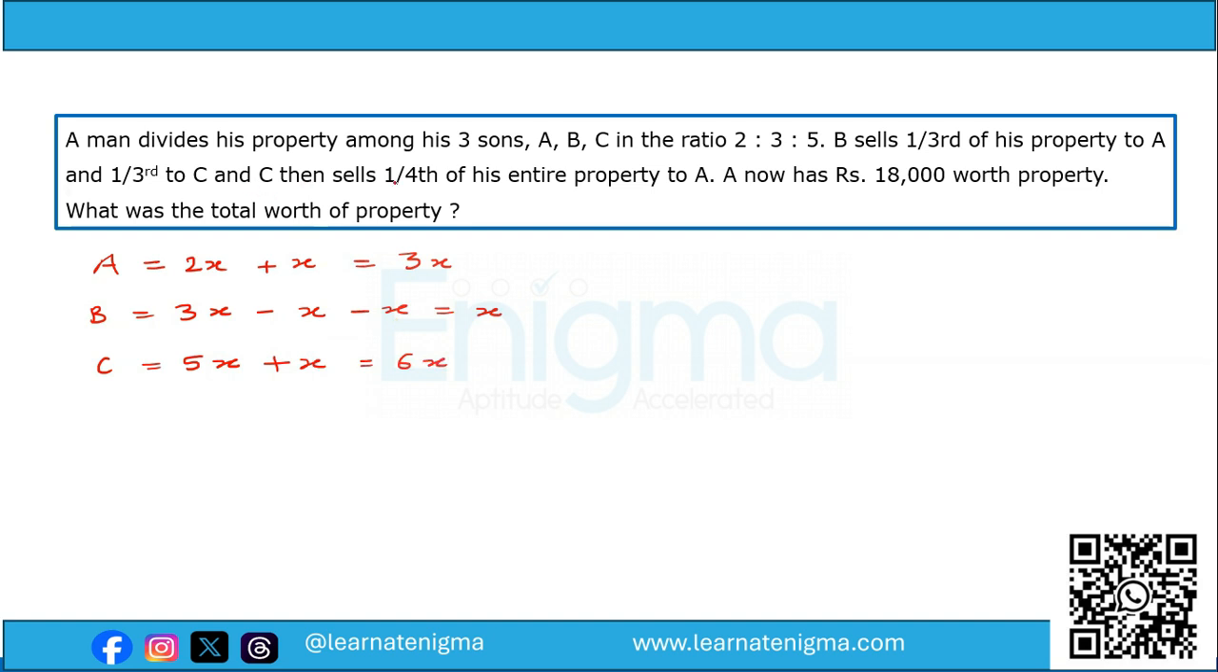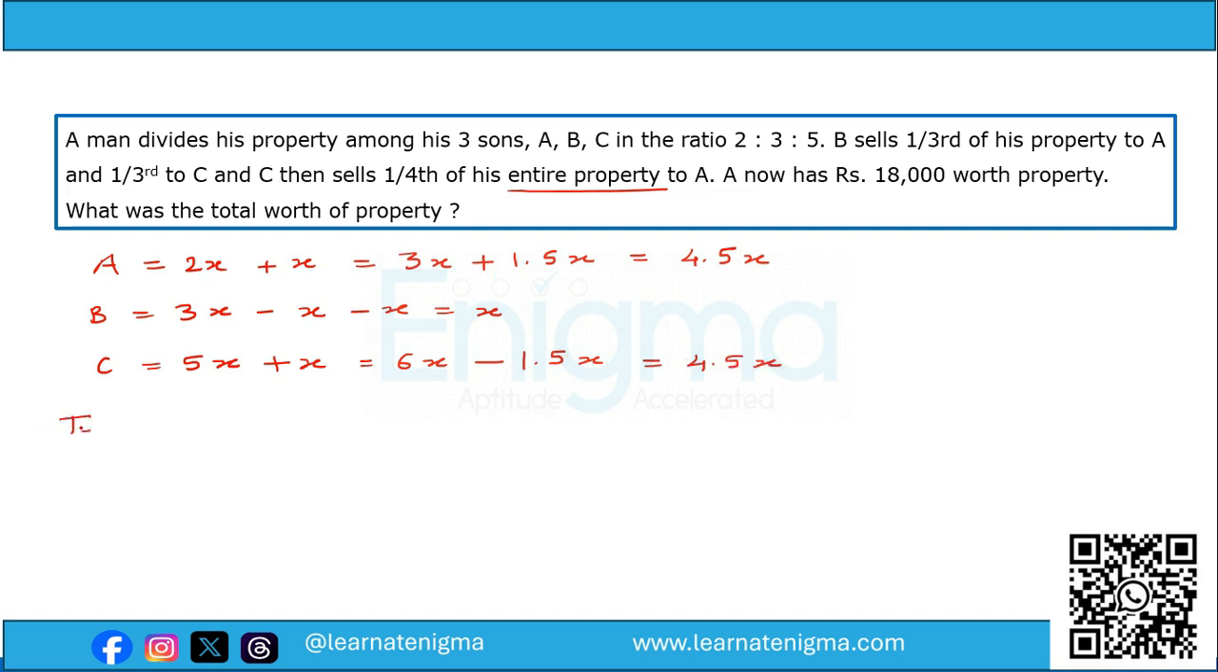Now C sells one fourth of his entire property. That means one fourth of 6x to A. Now one fourth of 6x comes out to be 1.5x. So his property gets reduced by 1.5x and A's property gets increased by 1.5x. So now A's property is 4.5x and C's property also becomes 4.5x.